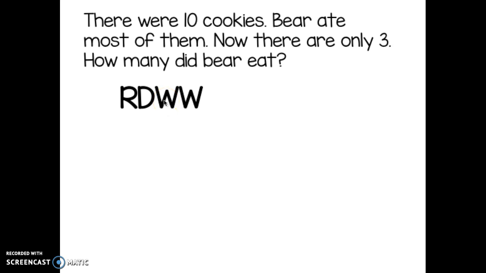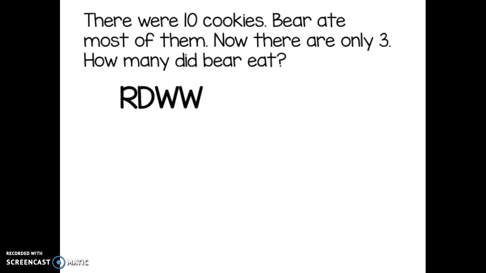First W, write a number sentence. Second W, write a statement. You're answering the question. Let's start with R, read.